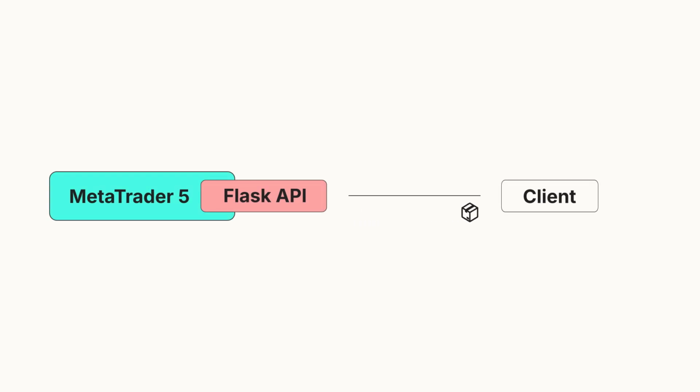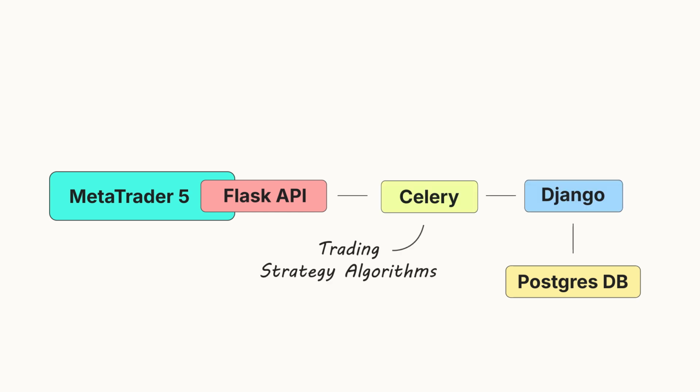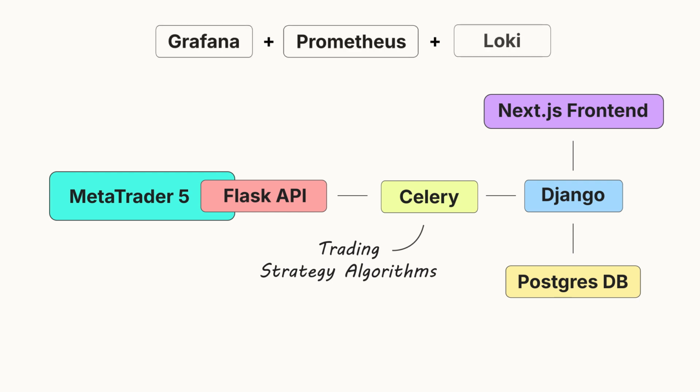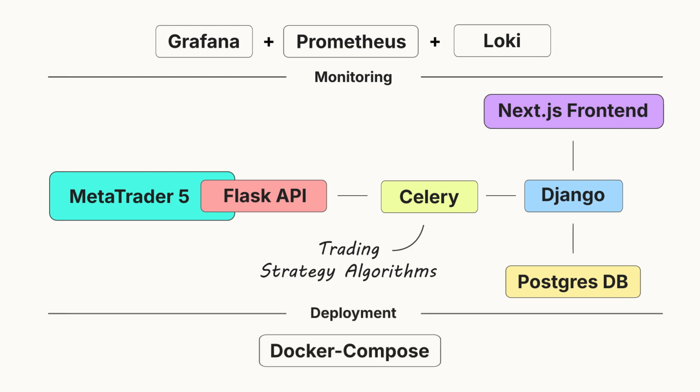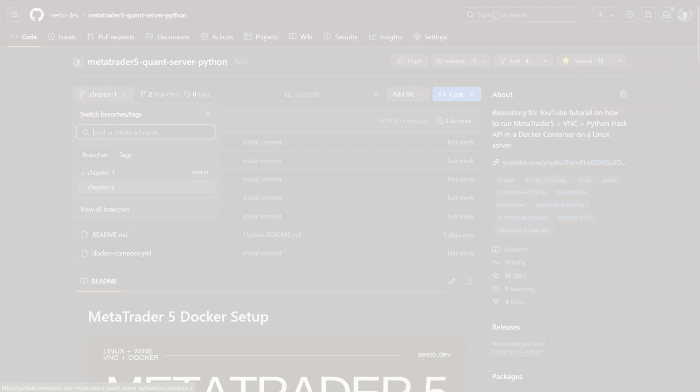So far in this tutorial series, we have built a Flask API and a Django server that interacts with our MT5 instance, deployed on Linux server environment using Docker. We have also implemented a trading algorithm infrastructure that fetches data from our MT5 instance and executes trades based on predefined strategies. By the end of this video, we'll enhance our system by implementing a comprehensive monitoring system using Grafana, Prometheus, and Loki. You'll find the source code for this video in the Chapter 4 branch of the repository.